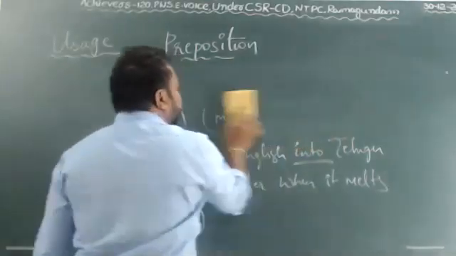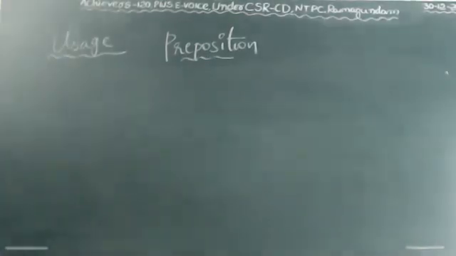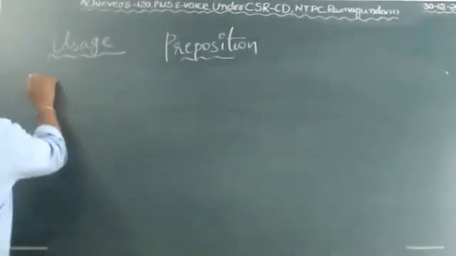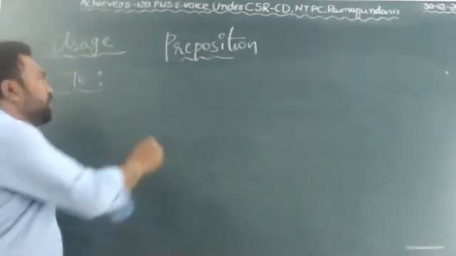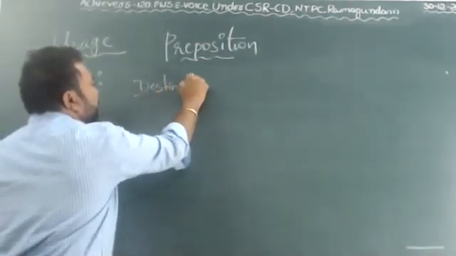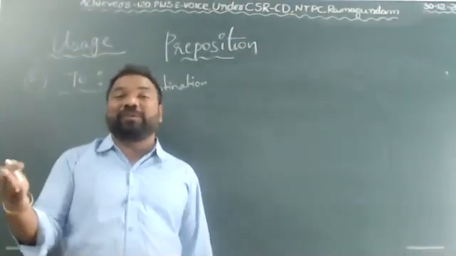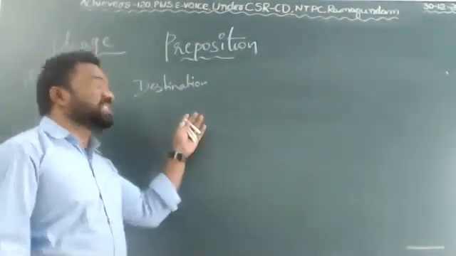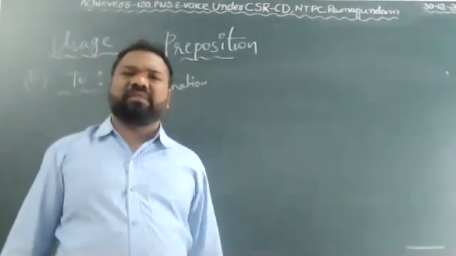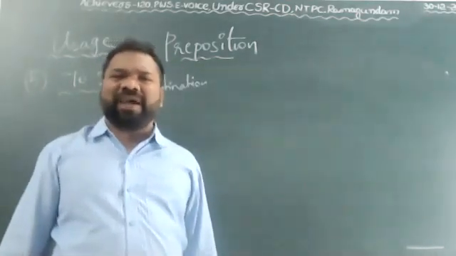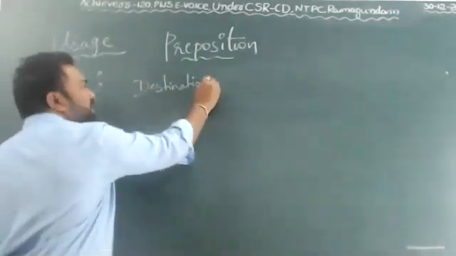Next, the fifth one. When is "to" used? "To" is used to tell a destination. You know that. Where are you going right now? I'm going to school, sir. This is a destination. Where did you go last summer? I went to America last summer. So this is how we talk about the destination point.